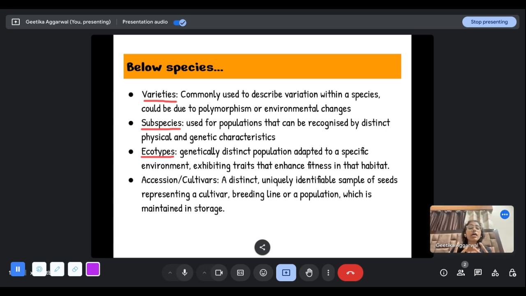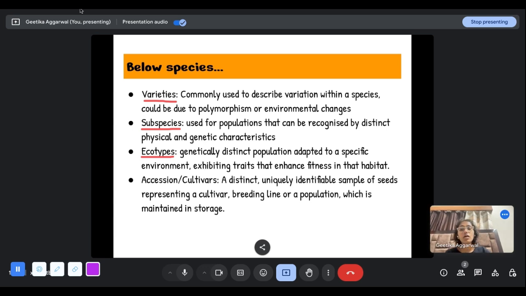And when we're talking about species in agricultural terms, there are two terms called accessions and cultivars. Cultivars are a short form for cultivated variants. So when you cultivate different varieties of a species, they're called cultivars. An accession is a distinct and uniquely identifiable sample of seeds which represents a cultivar, a breeding line or a population, and can be maintained in storage for later use for agriculture.